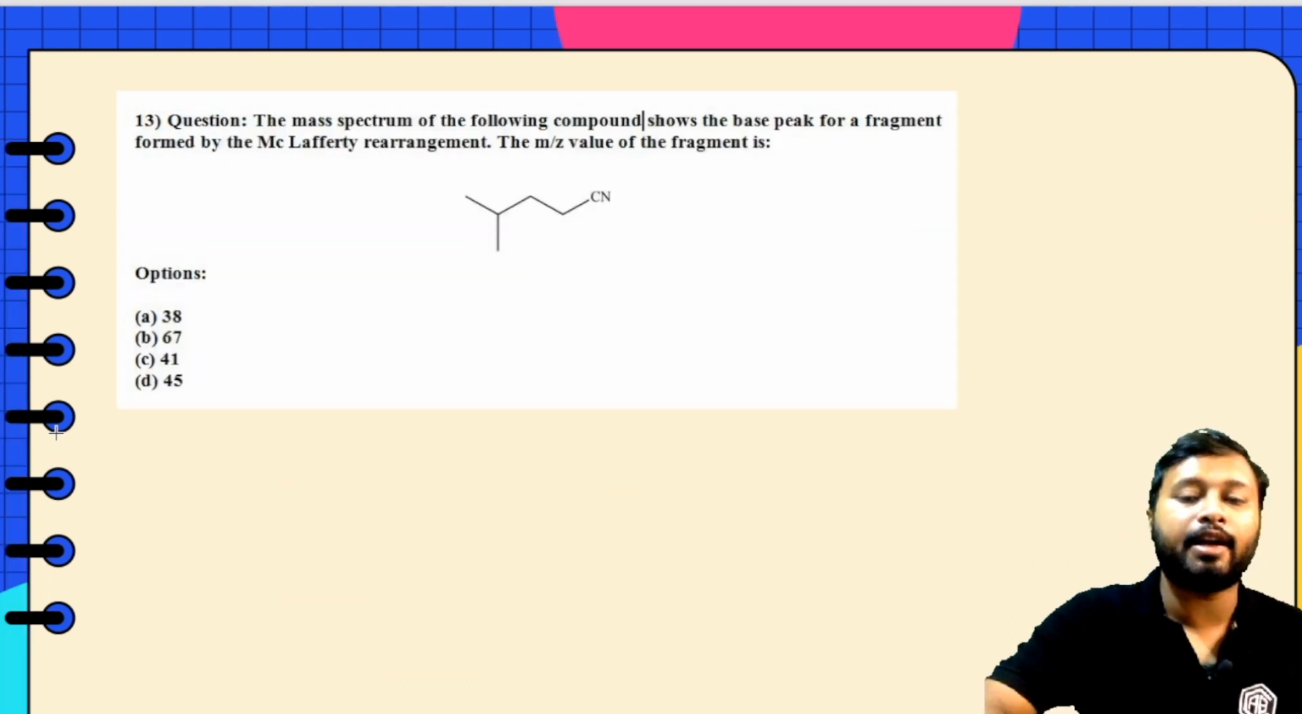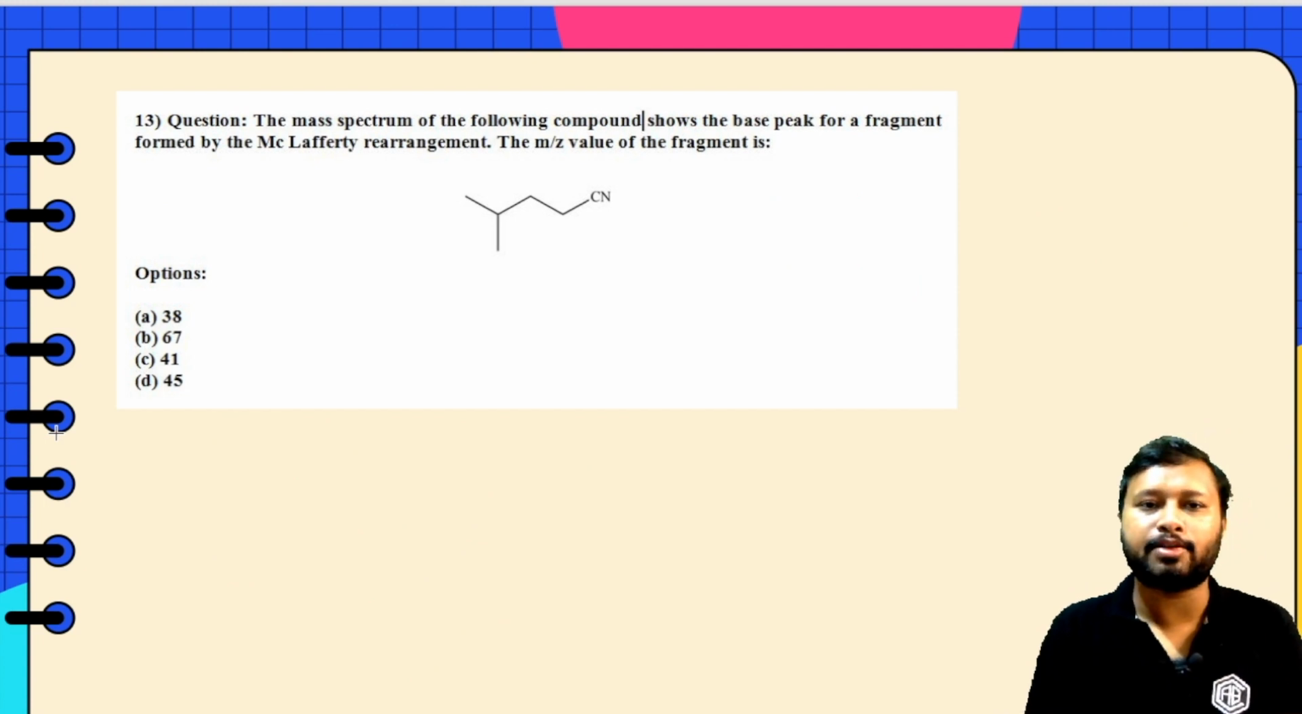Let's take the 10th and the last question of this particular video. It says that the mass spectrum of the following compound shows the base peak for the fragment formed by the McLafferty rearrangement. The m by z value of the fragment is. Now this is from mass spectrometry. A molecule is given to you. They are telling you the fragment which will be formed by McLafferty rearrangement, what is the m by z value of it. Okay, so that's what you have to do.